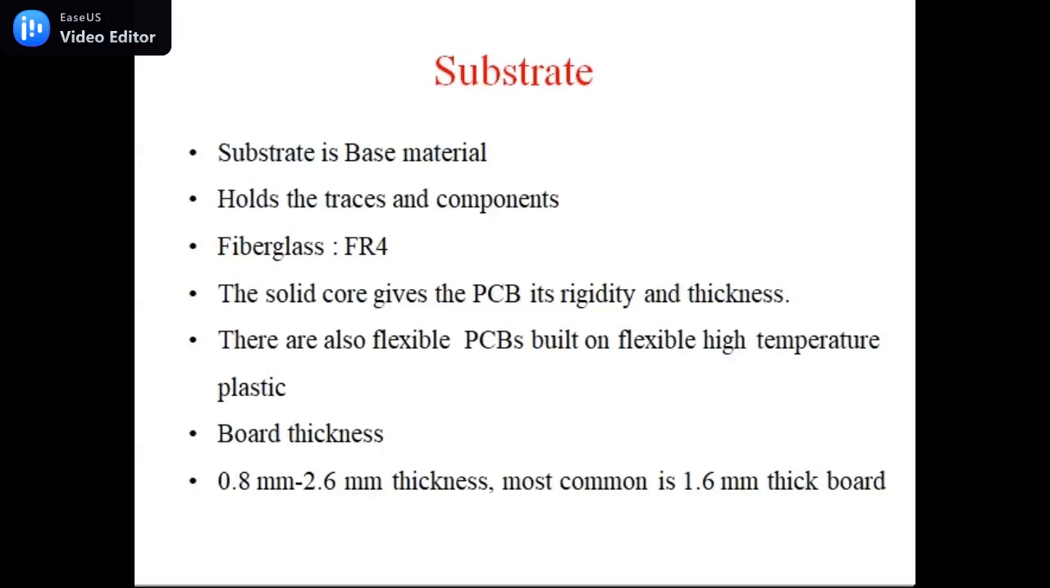The board thickness also varies, usually from 0.8 mm to 2.6 mm, but typically we use 1.6 mm thickness PCBs. On this 1.6 mm thick board, there is a 30 micron copper layer on both sides on a double-sided PCB. On a single-sided PCB, the copper layer is deposited on one side only.